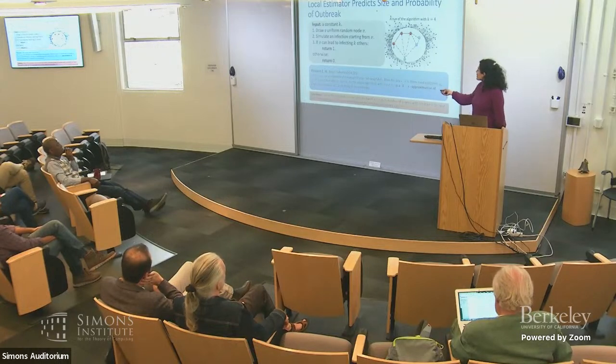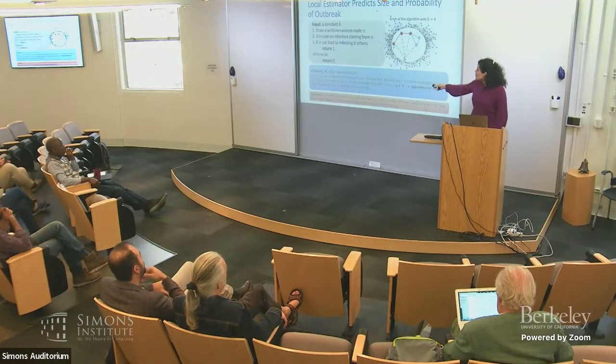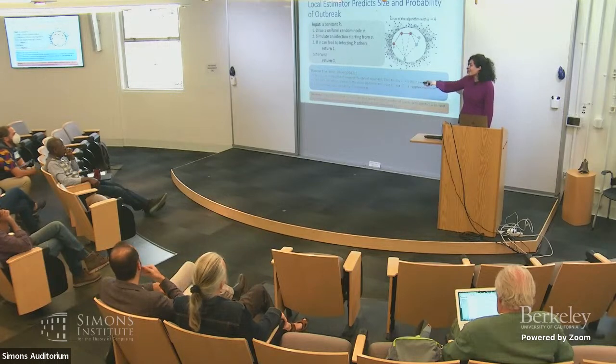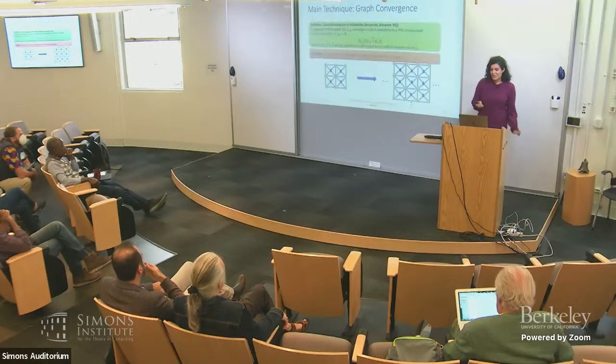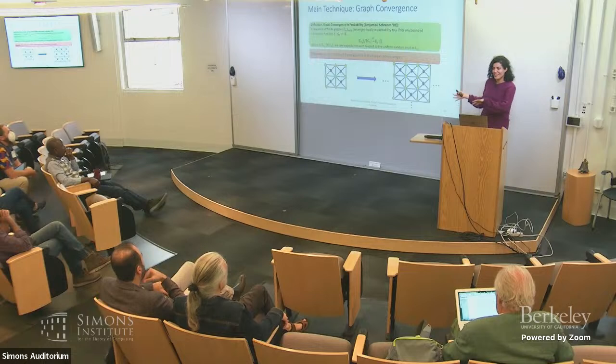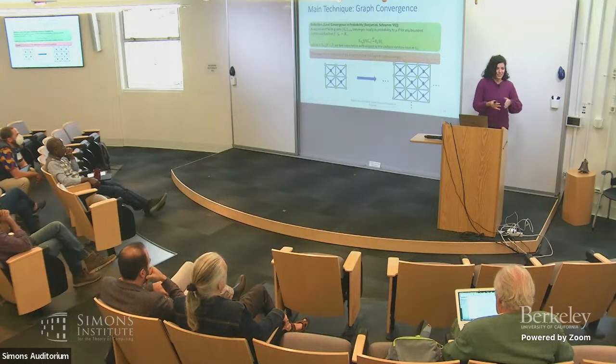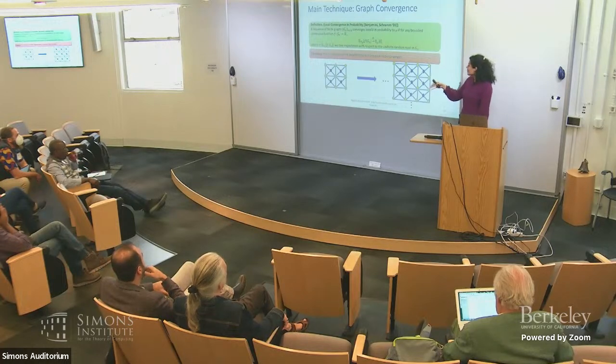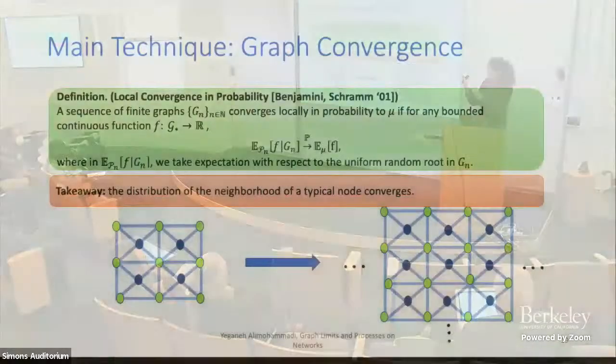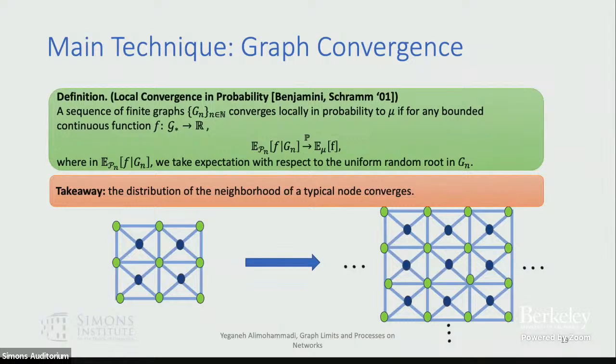So now about the conditions that we need. First, I want to go over the convergent condition. This is actually relating the results of graph limits, which is, I guess, one of the main topics of this whole program. We say a sequence of graphs at a high level has a limit if the distribution of a typical node, of a uniform random node, converges.